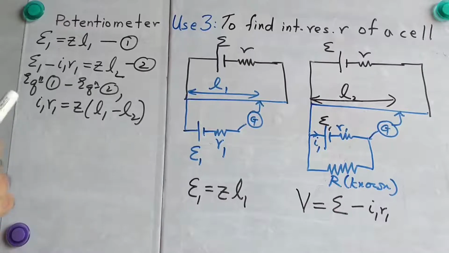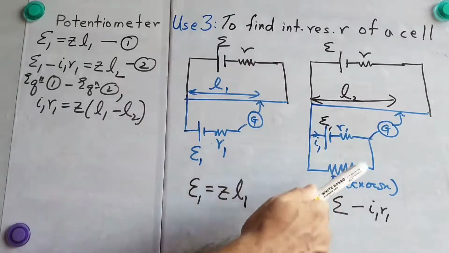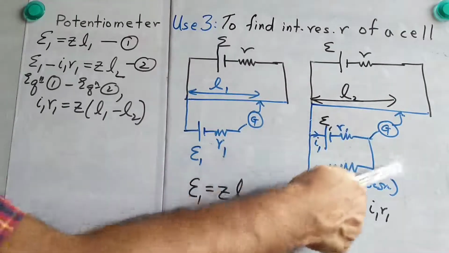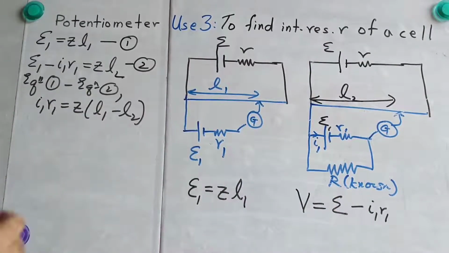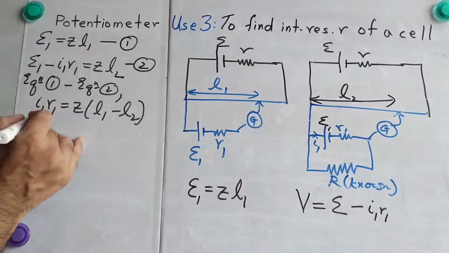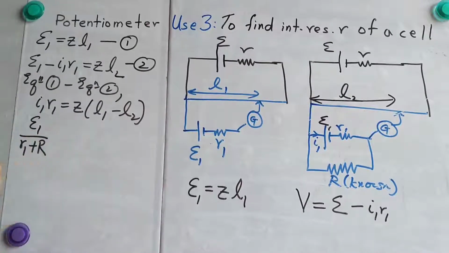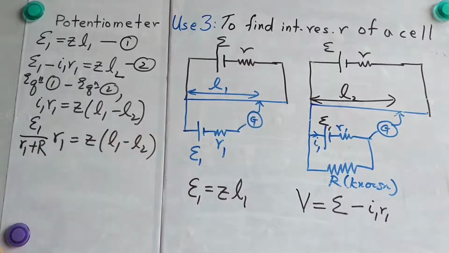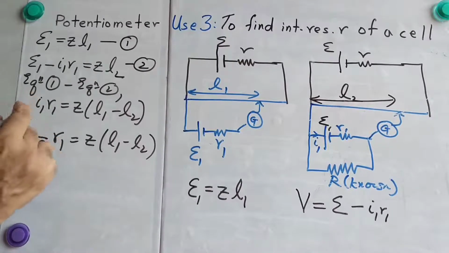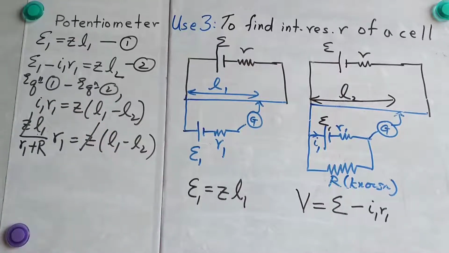Now I1 we can find out because I1 will be this EMF by the total resistance in this circuit. This circuit is now independent of this because there is no current flowing through the galvanometer. So therefore I1 will be equal to E1 by (r1 plus capital R), into R1 equal to Z (L1 minus L2). Now what is E1? E1 is nothing but Z into L1. So we can write this E1 as Z L1. So Z will cancel. And now we can solve for R1.